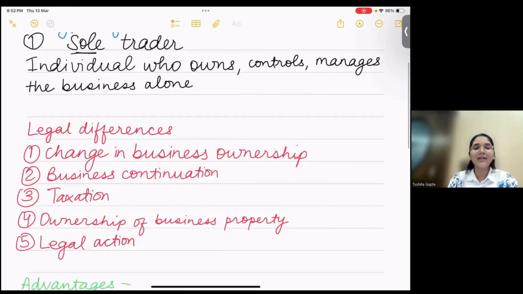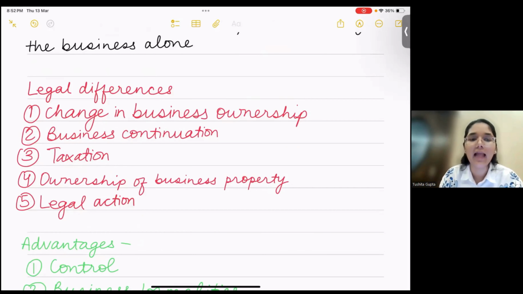Then the fifth factor that you see is legal action. Suppose there is any penalty or any fine which the court has imposed, then I will be personally responsible to fulfill that penalty or that fine. Because everything is in my name, there is no separate entity. Sole tradership is me, I am the sole trader. So there is no separate entity. That means if there is any legal action also, that is also to be borne by me.